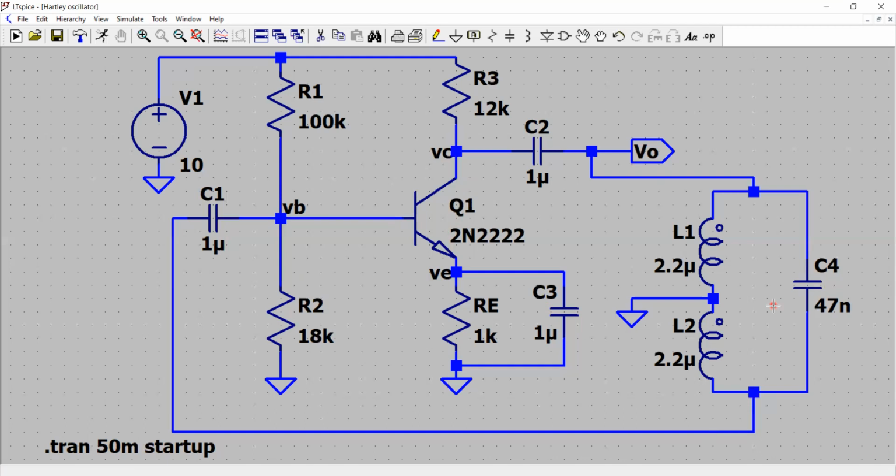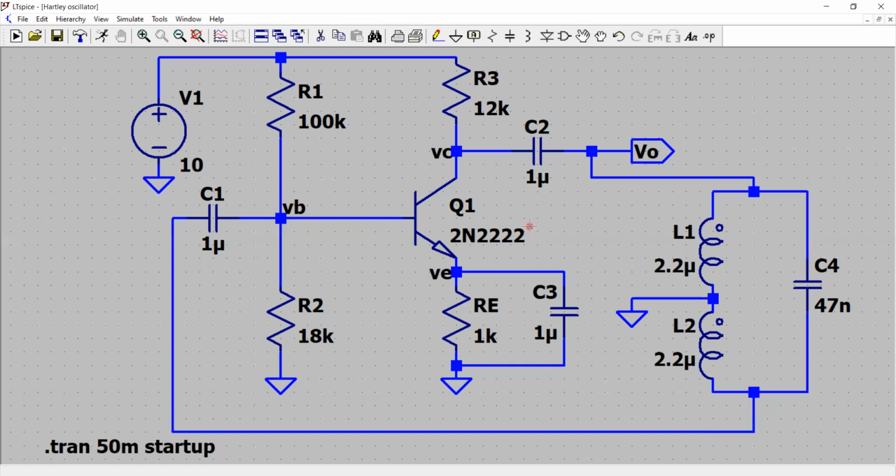Now we have to satisfy the two criteria of oscillation in order to sustain the oscillation in the circuit. So this is a linear or harmonic oscillation circuit that we are going to see. It will produce a sustained sinusoidal waveform at the output, and we will also simulate its frequency spectrum to see how the fast Fourier transform of the sinusoidal output looks like. We'll see that.